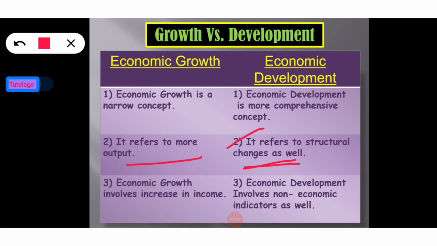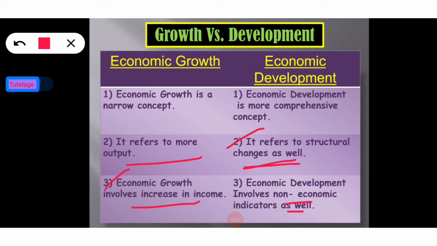Okay, so growth may involve not only more output resulting from the use of more inputs but also greater efficiency of the inputs. Development goes beyond these to include the changes in the composition of the output, allocation of the resources among different sectors like the agricultural sector, industrial sector and various other structural changes. And now going to the third point, economic growth involves increase in income. On the other hand, economic development involves non-economic indicators as well as the economic indicators.